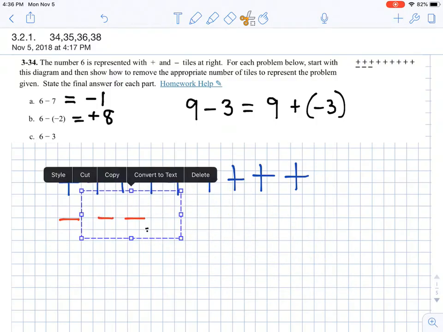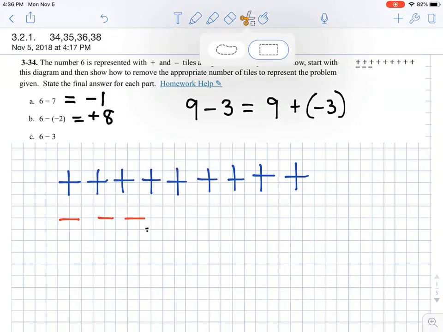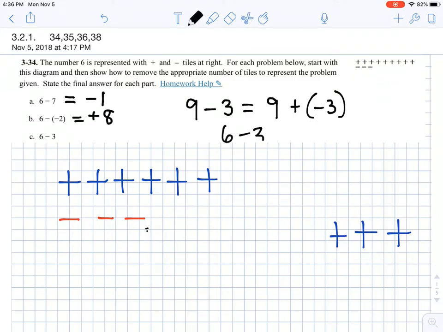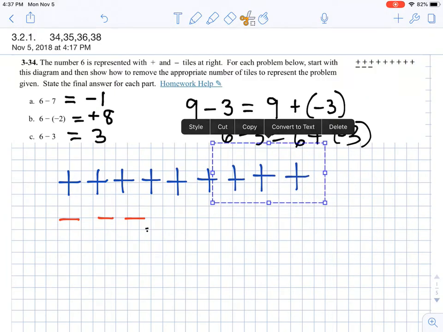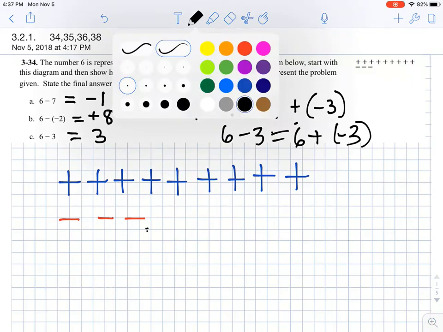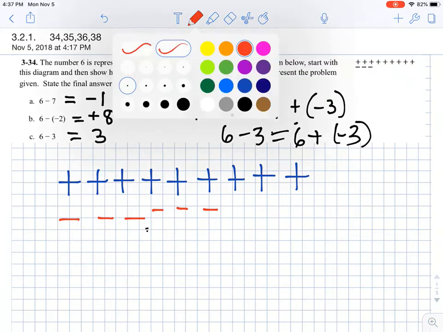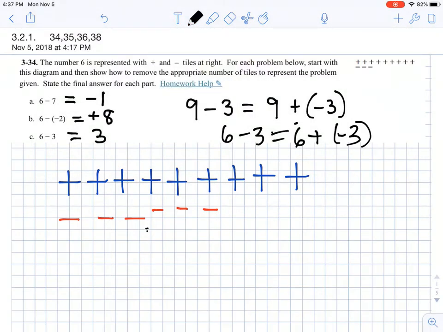And then if we go back to this one, 6 minus 3, now we're taking away these. 6 minus 3 is the same as 6 plus a negative 3. So we'll do that in just a second. So 6 minus a positive 3 leaves us 3. And then if we added a negative 3, 1, 2, 3, then we're still just left with this positive 3 right here, which is your answer.